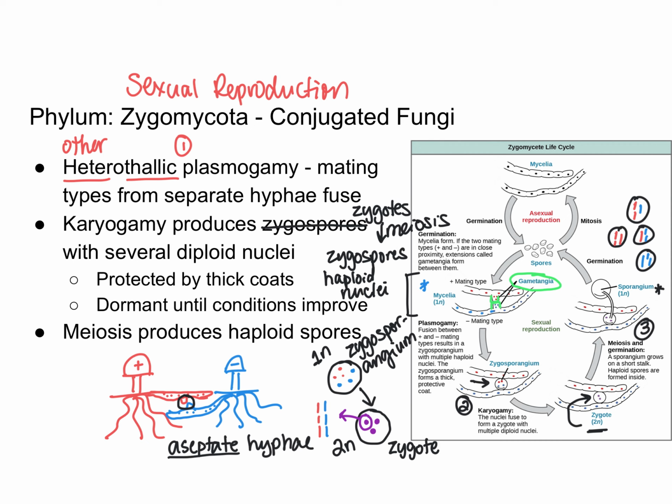Now it's important to note that the zygospores are protected by these thick coats, and that allows them to stay dormant until conditions improve. Once environmental conditions become favorable, the spores can then start to germinate. And during germination, which is our fourth step of sexual reproduction, the cells are going to go through mitosis to start making more cells in order to develop into a new fungal organism.